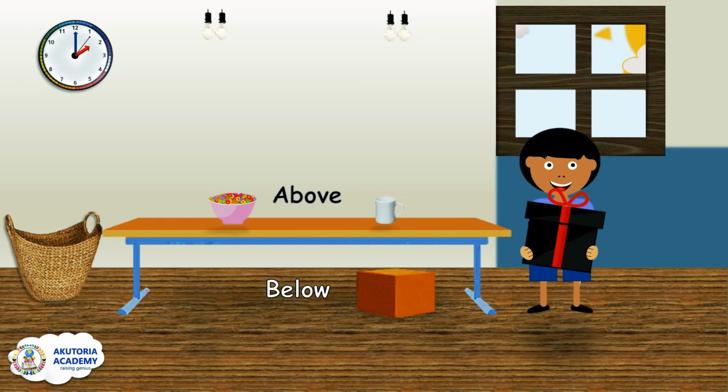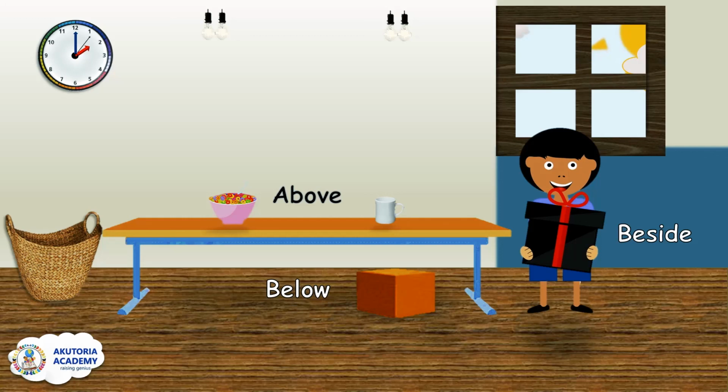Now, what about our friend Jack? What space is Jack occupying? He's with our gift, so don't forget we have to collect our gift at the end. What space is Jack occupying? No, that's very easy. Jack is beside the table. Hello, Jack. He's not above the table and he's not below the table, but he's beside the table.